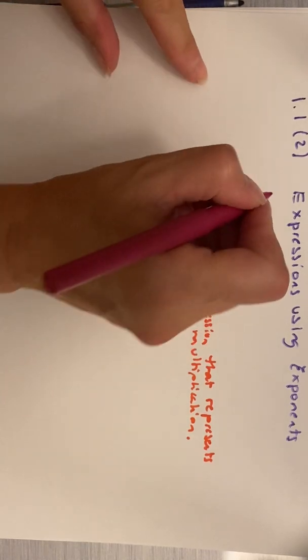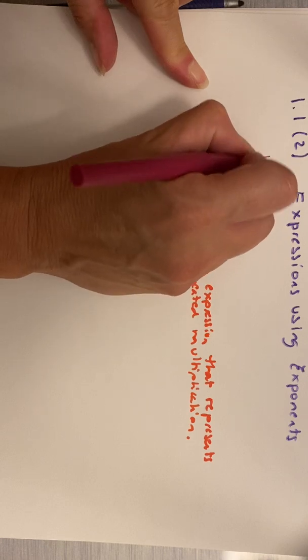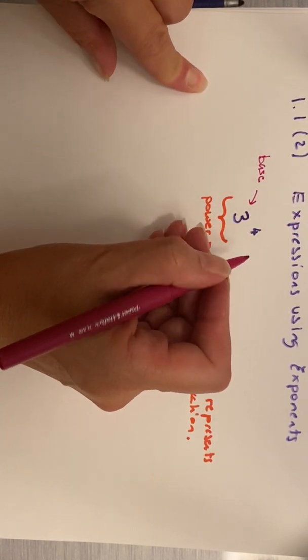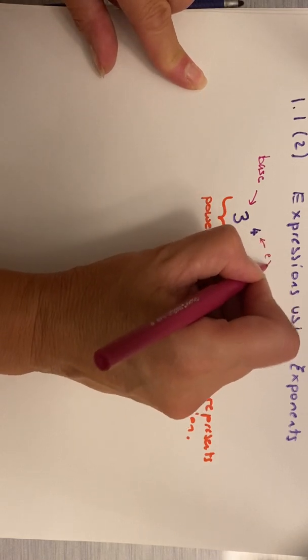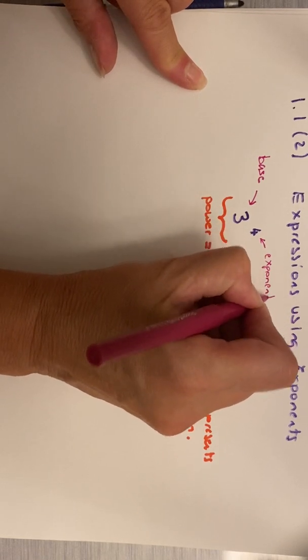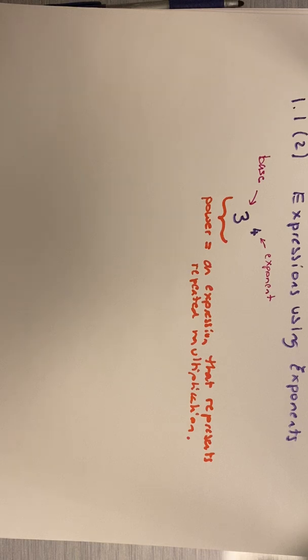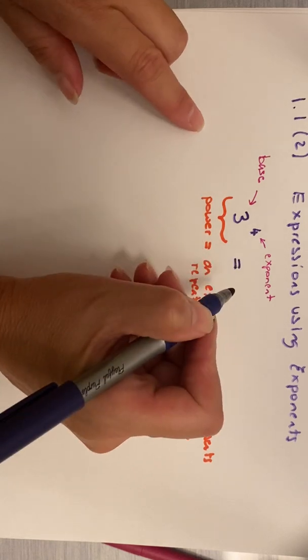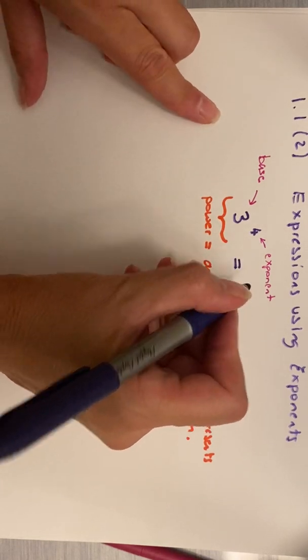And just to make sure that we've labeled everything correctly, the 3 is always called the base, and 4 is called the exponent. The whole thing is called a power. And as you know, again, I'm doing things that you know, but we're going to ease into algebra slowly.